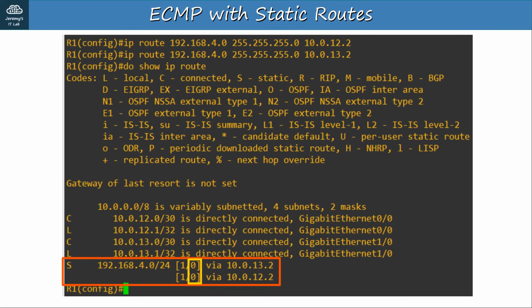Notice that both routes have a metric of 0. Static routes don't really use the concept of metric, so you'll always see 0 here. Notice also that the administrative distance, AD, value of static routes is 1. As I said, I'll talk about what AD is in a few slides. For now, let's return back to the topic of metric.